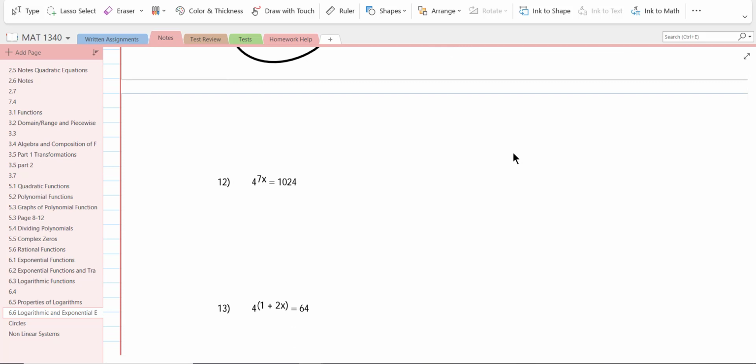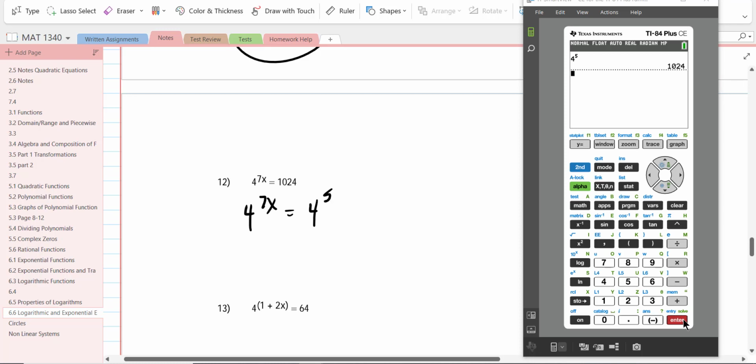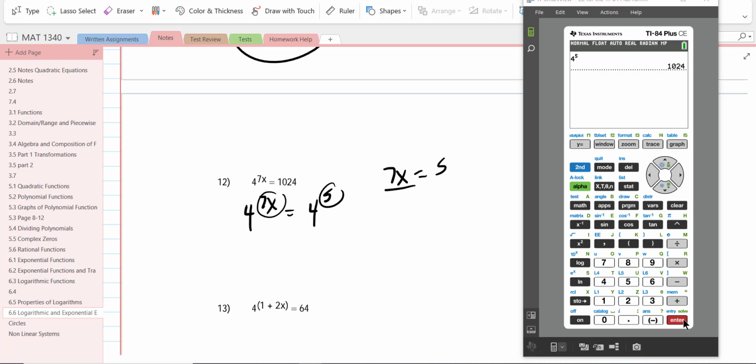The next one went like this. You would have 4 to the 7x. And what I did is I just took my calculator and kind of experimented until I found the one that worked. So if I just go like 4 to the 5th, that's what gives you 1,024. So I just wrote that as 4 to the 5th, okay? Now that means the exponents have to be equal. So we have 7x equals 5, divide by 7. So everybody, I think on that one, I think we're getting 5/7 on that.